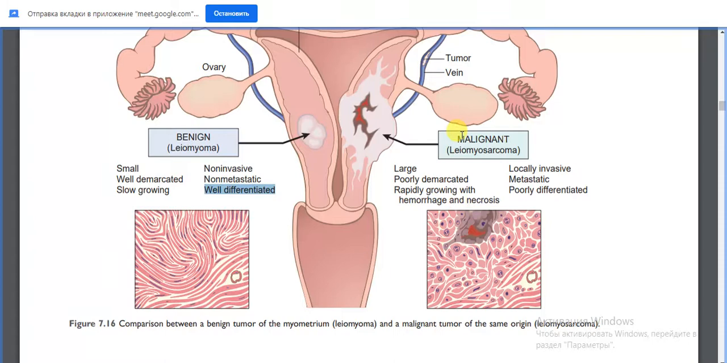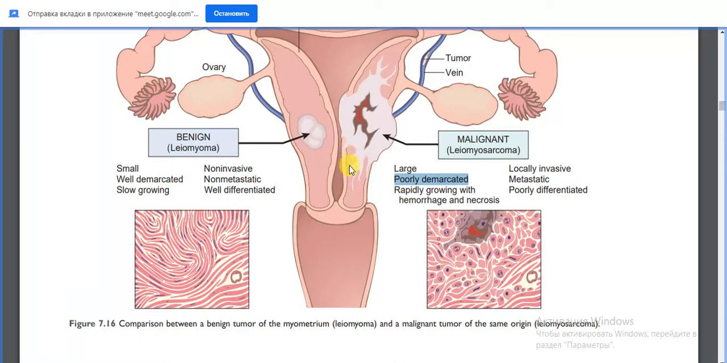But in a malignant tumor, we have another picture. It's usually large, if we talk about leiomyosarcoma, but malignant tumors are not always large. They might be very small also. Poorly demarcated, always present. So here you can hardly see the borders of it, and it hardens the treatment.